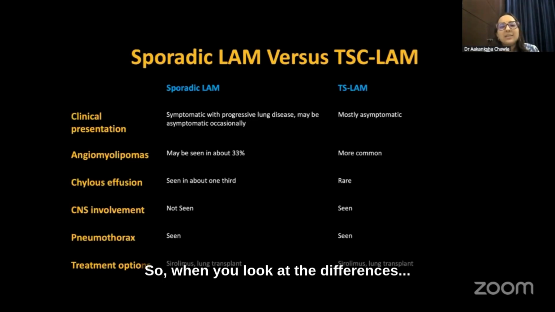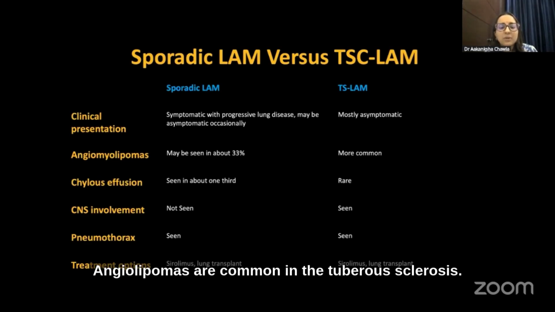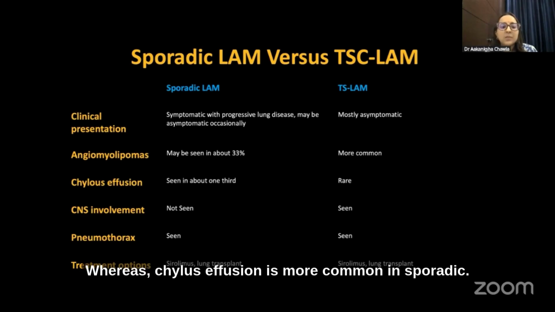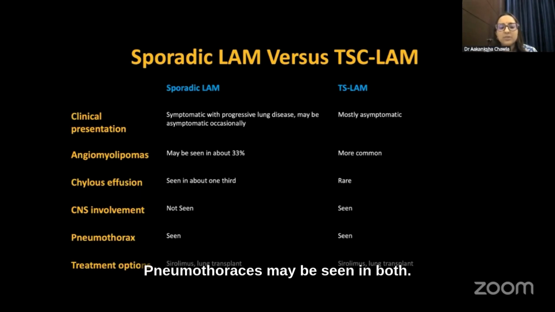So when you look at the differences in sporadic and tuberous sclerosis LAM, sporadic are usually always symptomatic and they have a progressive lung disease, and tuberous sclerosis are usually mostly asymptomatic. Angiolipomas are common in the tuberous sclerosis, whereas chylous effusion is more common in sporadic. CNS involvement is seen in tuberous sclerosis. Pneumothorax may be seen in both, and treatment is with sirolimus, and ultimately it's the lung transplant.